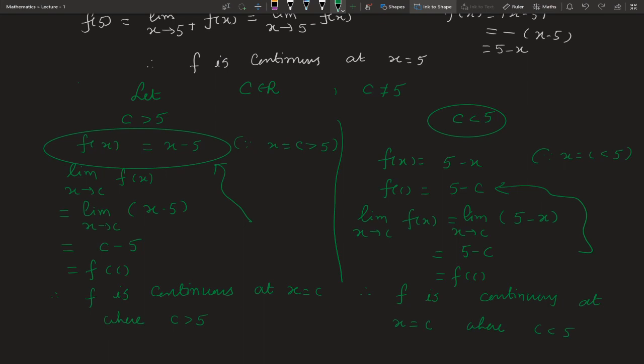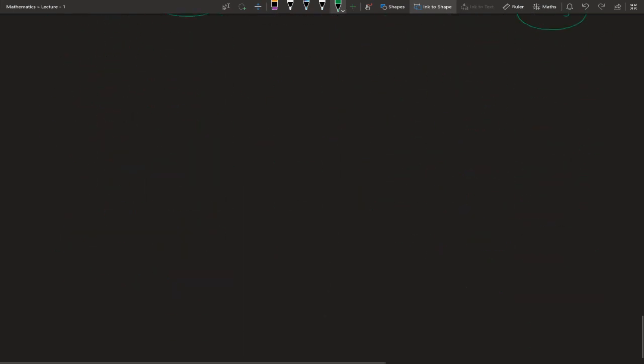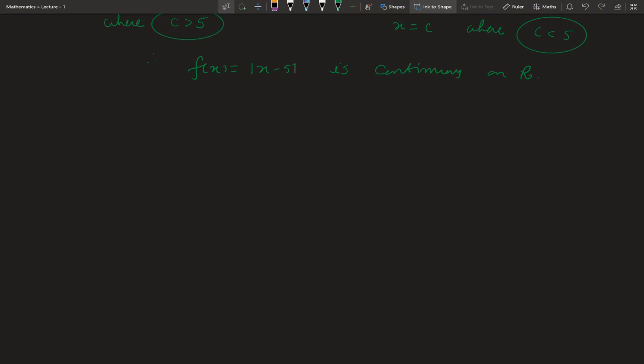So for x equal to 5 we have proved it, and for arbitrary C, C greater than 5 it is continuous, C less than 5 it is continuous, and therefore f of x equal to mod x minus 5 is continuous on the set of real numbers R. Next example.